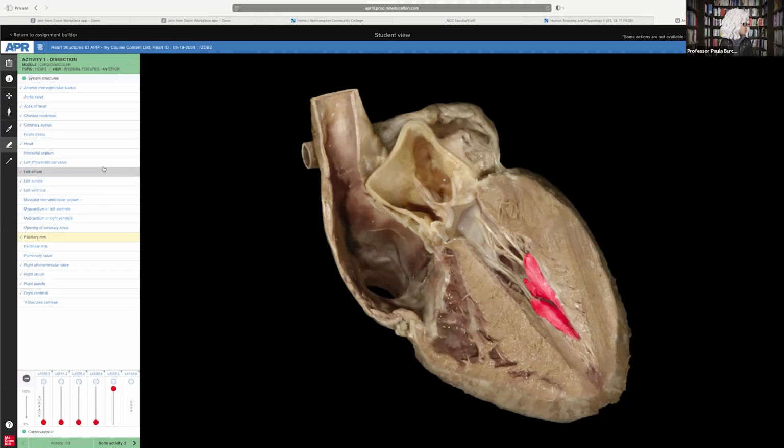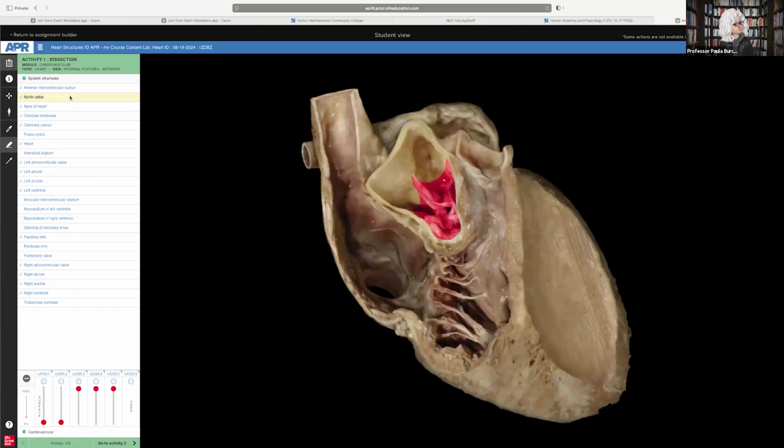The other two valves are semilunar valves. We're going to begin with the one on the left side between the left ventricle and the aorta that drains it. This is looking down the aorta, so they've cut the aorta, and here are the valves.